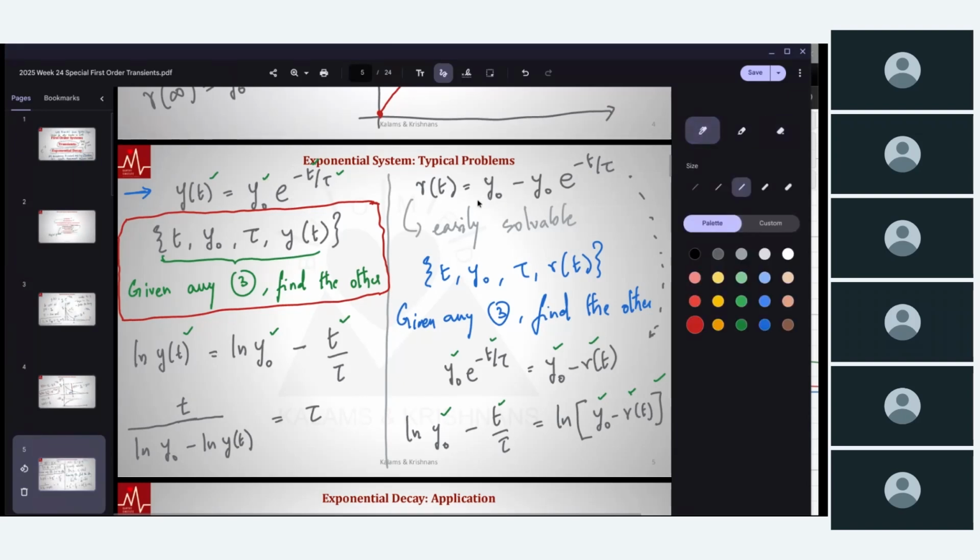Y complement of that, right? Y naught minus y naught e power minus t by 2. A typical problem.